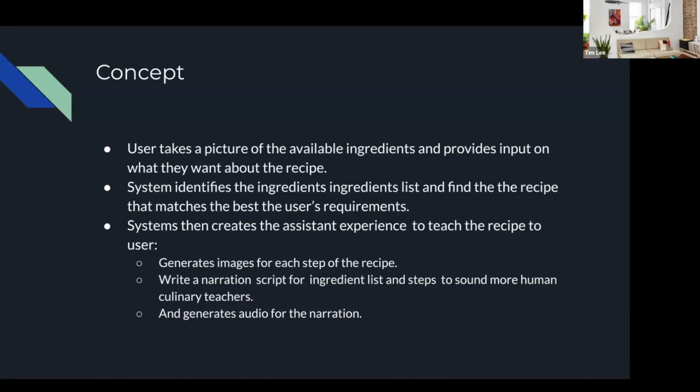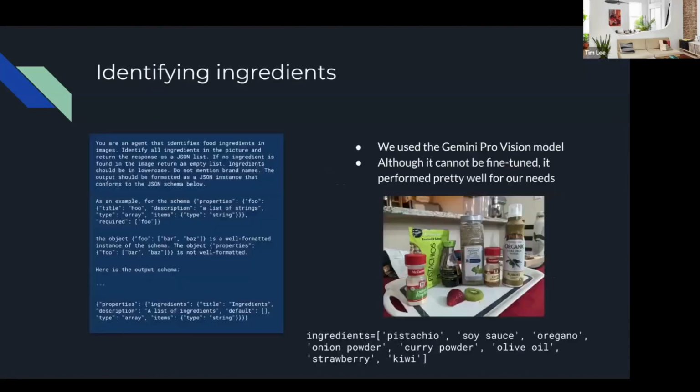So the first step for us to implement this is to identify ingredients in the image. For that, we use Google Gemini Pro because we were impressed by what we saw at Google I/O. And even though we were not able to actually fine-tune it, it worked pretty well for our needs. So you can see here the prompt that we use, right? We had to do some prompt engineering.